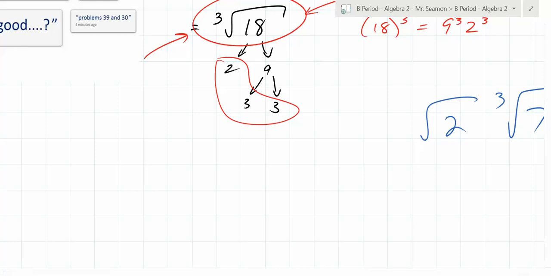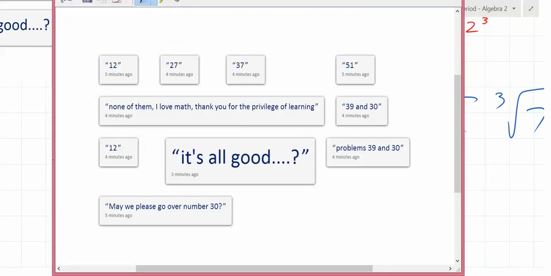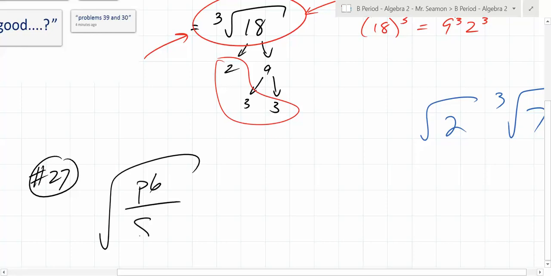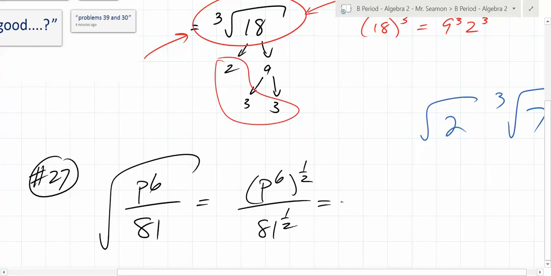I think 27 was up there also? Yeah. 27 asks the square root of p to the 6th over 81, and you're simplifying each radical. Assume all variables represent positive real numbers. What power is square root? To the 1/2. So this is the same as p to the 6th to the 1/2, 81 to the 1/2. Well, do you know what the square root of 81 is? 9. And then what do you do with powers of powers? So this turns into p to the, and then you're done.